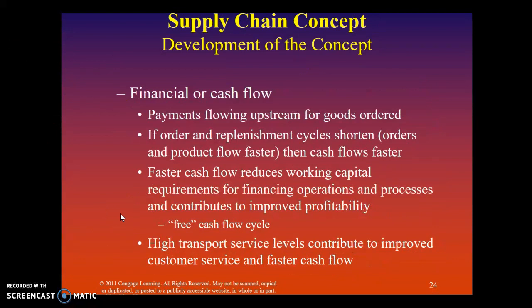When we also talk about the finances, again, a very important concept. Sometimes we've got to figure out how those payments can flow upstream for the goods ordered. Technology has made that somewhat easier. If the order and replenishment cycle is shortened, if the orders and products flow faster, then cash can also flow faster. And that's sort of a no-brainer when you think about it. High transport service levels can contribute to improved customer service and faster cash flow. So the faster that you get the materials there, the faster you're going to get your money. And that is a very simple concept.